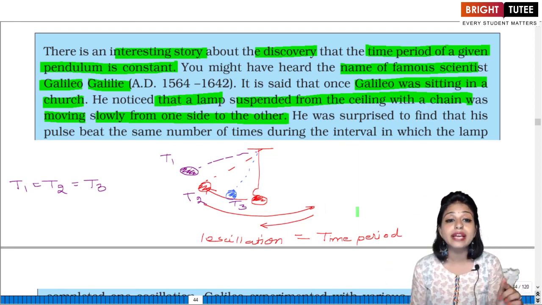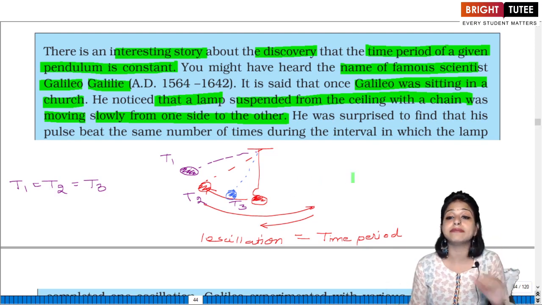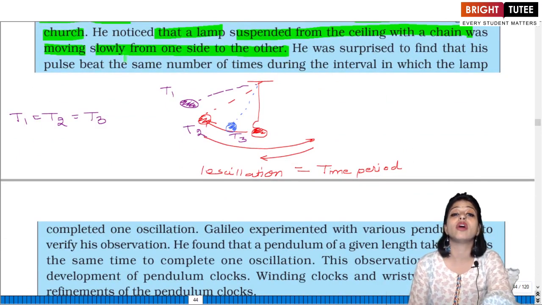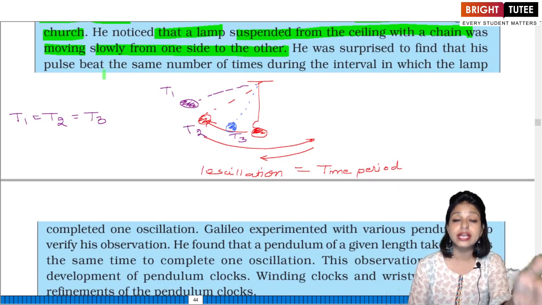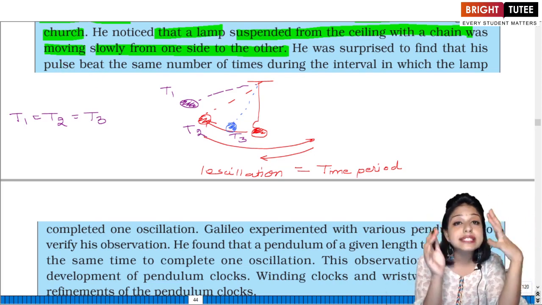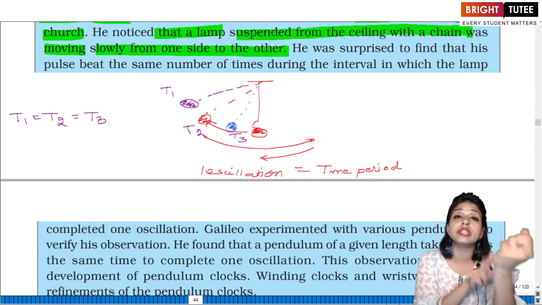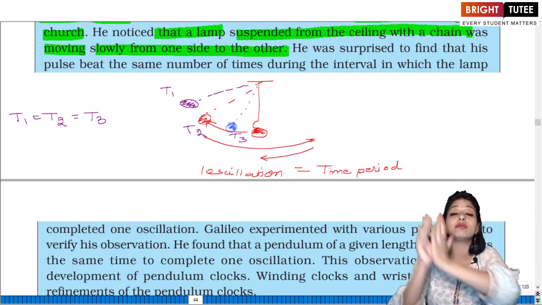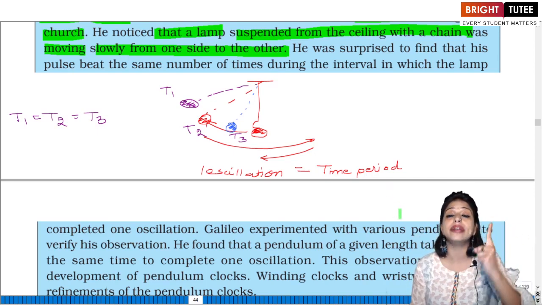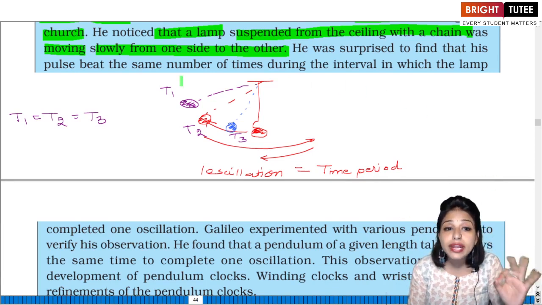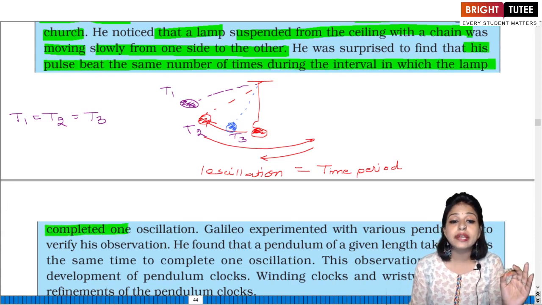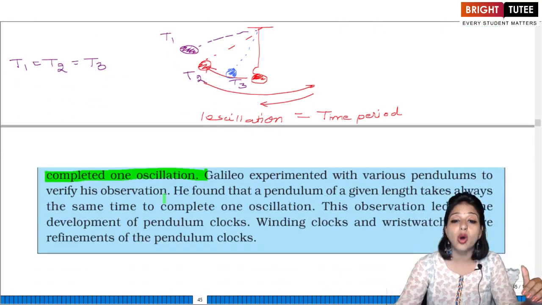He was surprised to find that his pulse beat the same number of times during the interval in which the lamp was completing one oscillation. It was at this time, students, that he figured out that as the lamp goes to and fro, he is able to match it with his pulse. Whether it moved faster or slower, it was always taking the same time to complete one oscillation. So it was a very big discovery made by him, that the same interval of time was taken by the lamp to complete one oscillation.